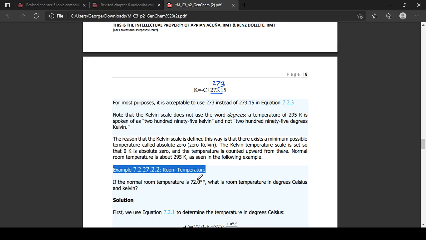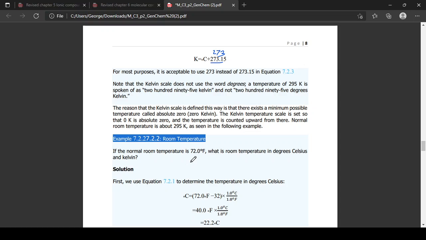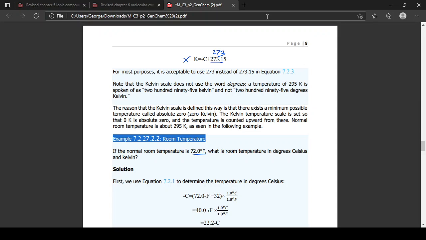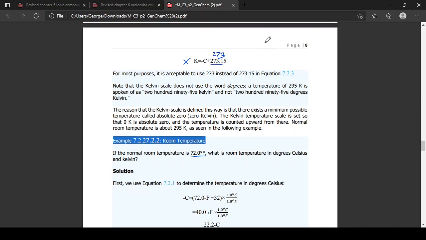So let us look at your example in room temperature or your Kelvin scale. If the normal room temperature is 72 degrees Fahrenheit, what is the room temperature in degrees Celsius and Kelvin? So kids, in your Kelvin, we have your formula 3, which is Celsius plus 273. Kids, please look at it. Fahrenheit kinhatag sa aton. Pwede ito na magamit, sir? No. Because we cannot use this, we need to convert your Fahrenheit into Celsius first and foremost.